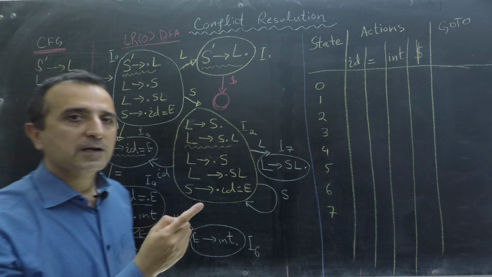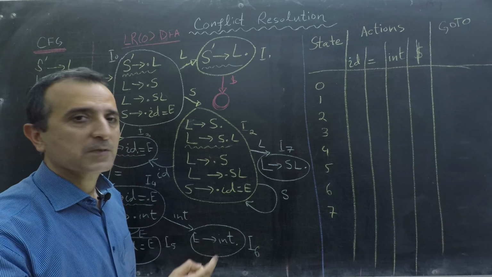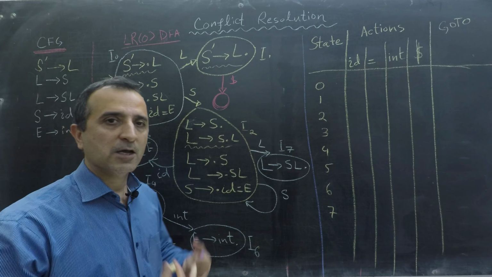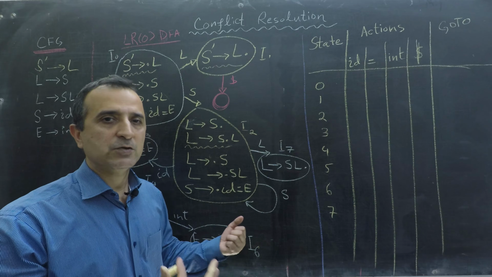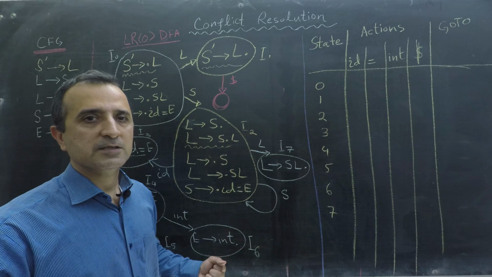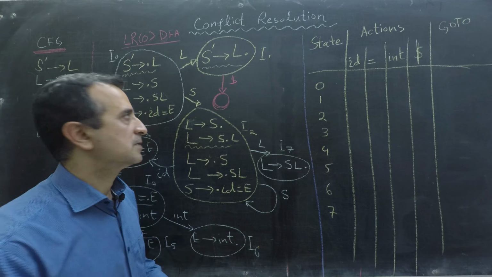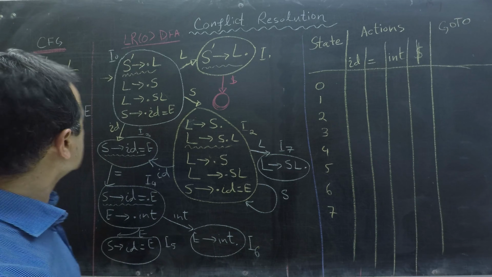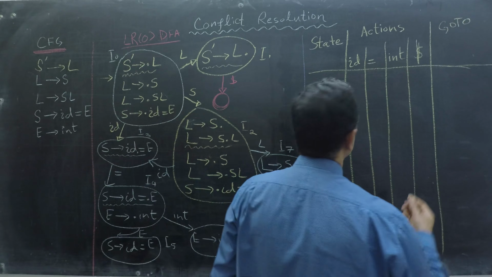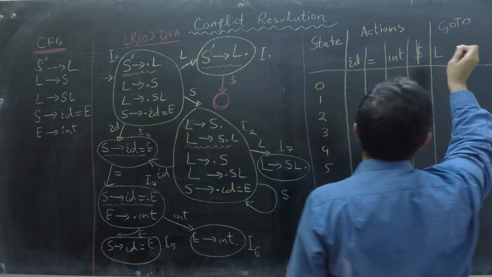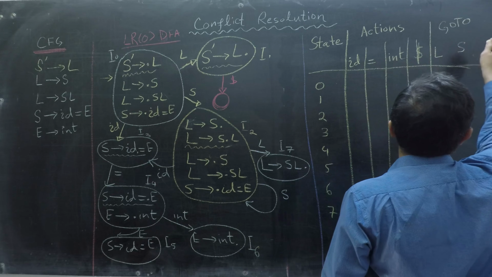In the goto part, I will write all the non-terminals. However, I will not write the new start state that I have introduced in the beginning. I will only write non-terminals of the original grammar. So my grammar has 3 non-terminals, which are L, S and E.